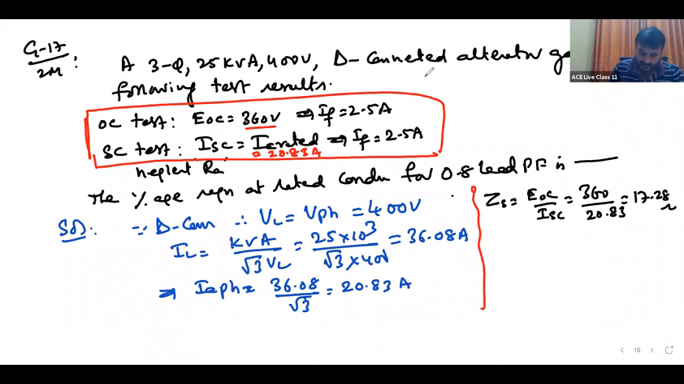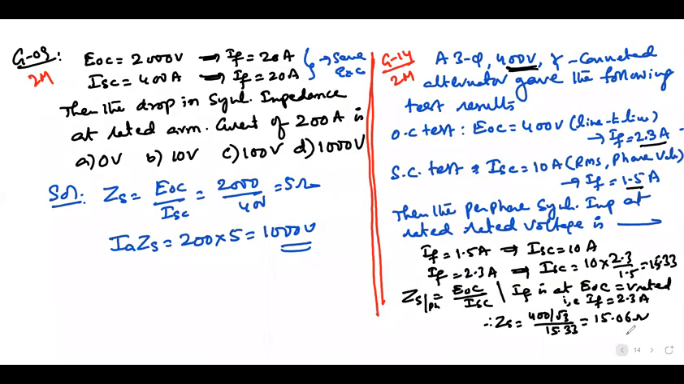Sir, IF, different values are given, how is it calculated? We need to take it only for rated voltage. You bring to rated voltage. For example, tell me what is that EOC? EOC is equal to some 400 volts. Yes sir, in the first question, previously.